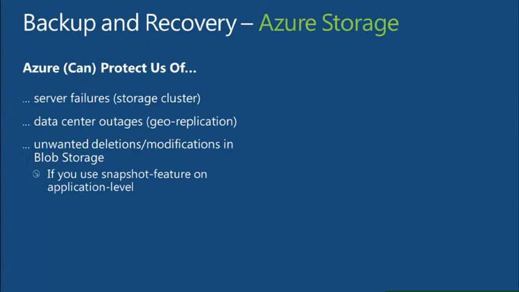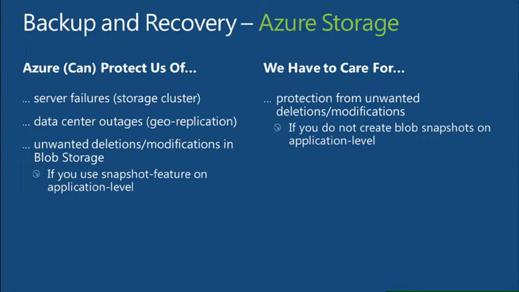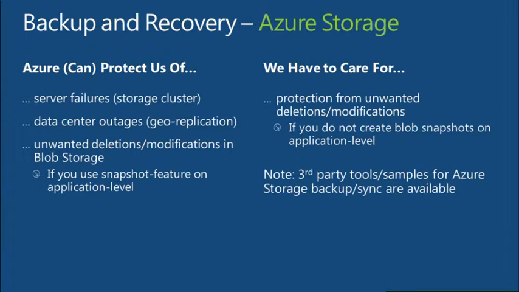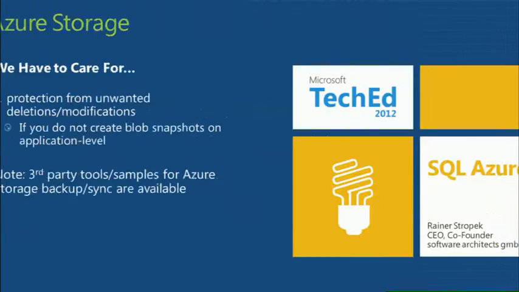Unwanted deletions and modifications. Do we have to protect ourselves for that? Well, there is a feature in blob storage that is called snapshot feature. Your developers can use it, maybe. And it's kind of backup, okay? A kind of backup, not a full backup. But still, typically you have to care for that yourself. So you have to somehow synchronize backup. And unfortunately, this is quite hard in Windows Azure to do. So in practice, you will need some third-party tools to do backup and restore. And I will demo one of them in a second.